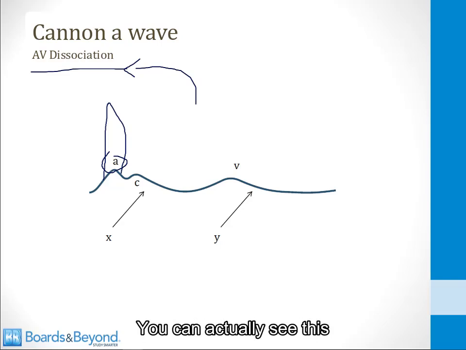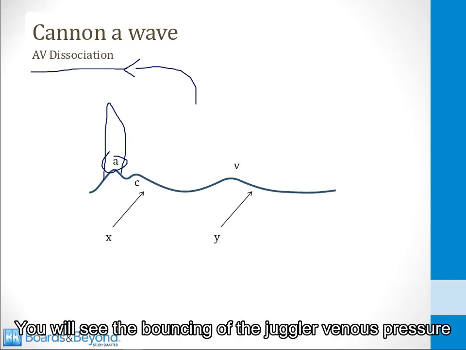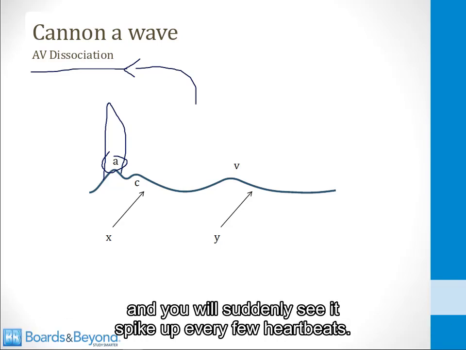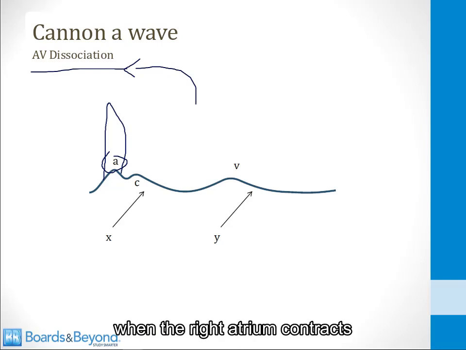You can actually see this if you examine the necks of patients with heart block. You will see the bouncing of the jugular venous pressure and you will suddenly see it spike up every few heartbeats, and that's because of a cannon A wave when the right atrium contracts against a closed tricuspid valve.